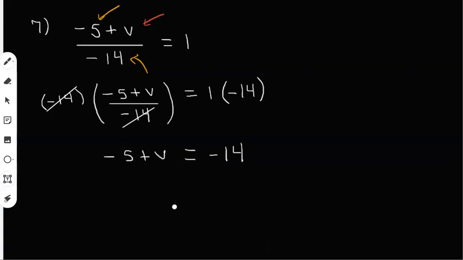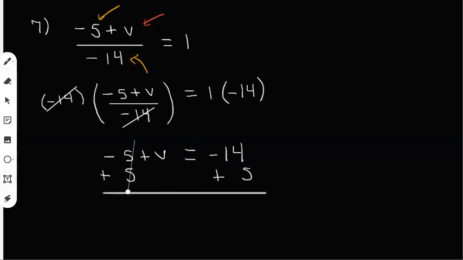Okay, so the last thing I need to do is get rid of that negative 5. How can I get rid of a negative 5? I can add a positive 5 to both sides. That would work to get rid of the negative 5. So when I do that, I add 5 to both sides.